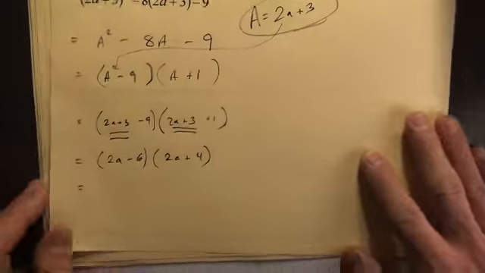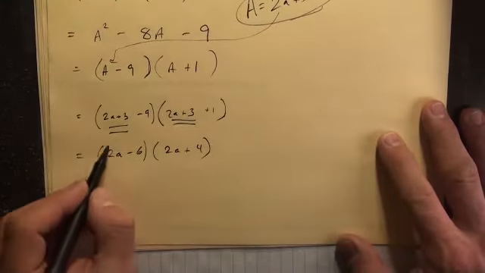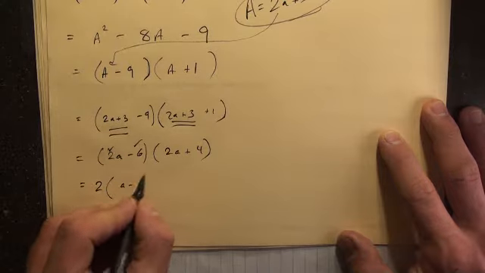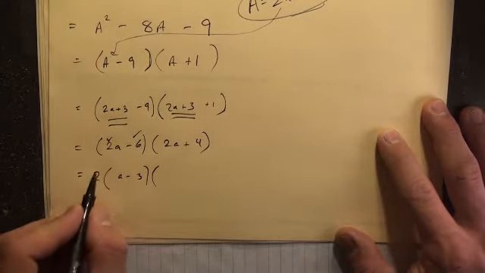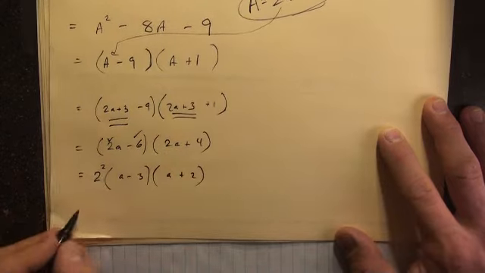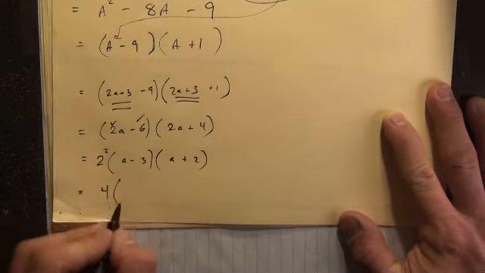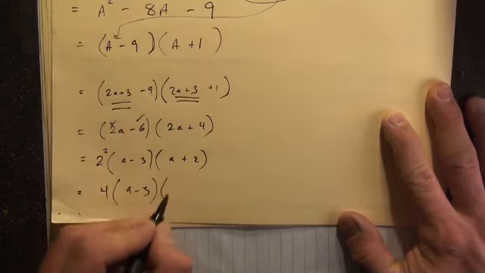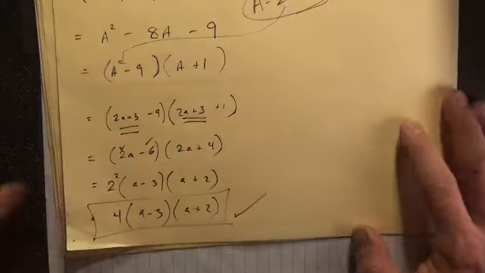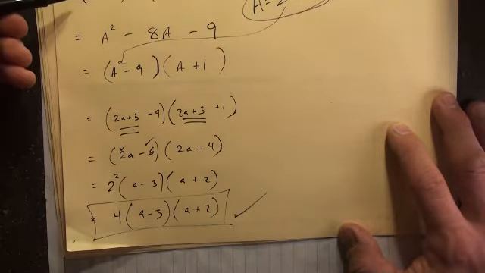Then, of course, we can actually take out a 2 from here. That'll give us 2 times a minus 3 times, take out another 2. See what I did there when I had to put a squared here? So, of course, we can finish it off as 4 times a minus 3 times a plus 2. And this would be the factored form of that trinomial.